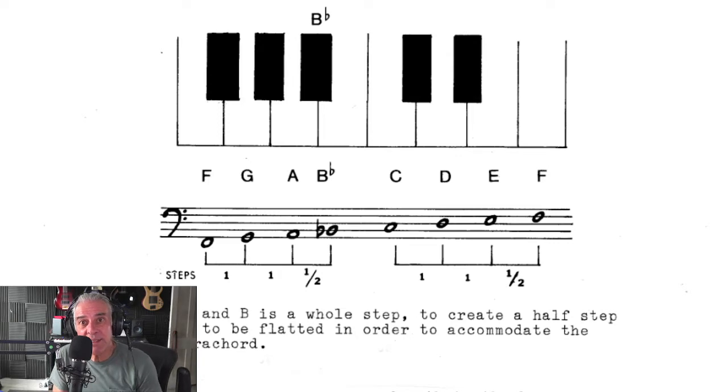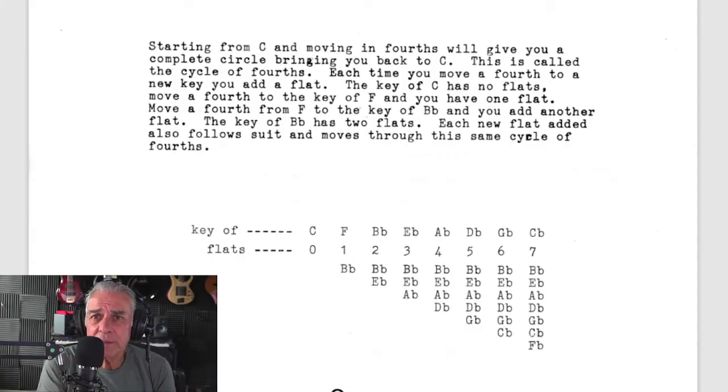Now you have a B flat there. You have to have a B flat because the interval on the fourth note of the tetrachord is a half step. Whole step, half step. F to G, whole step. G to A, whole step. A to B flat, half step. Now you have your first flat. It's a B flat.